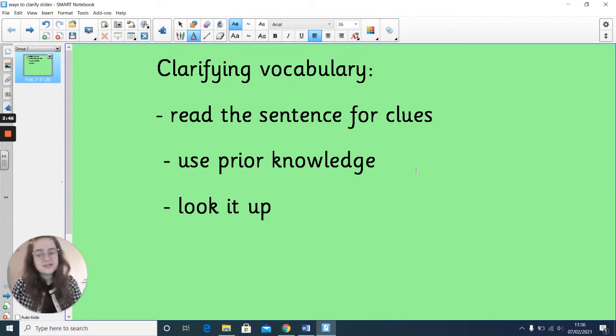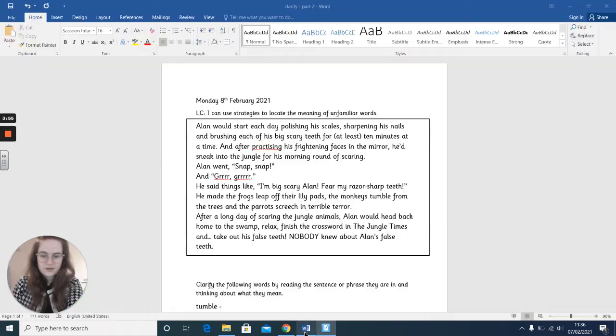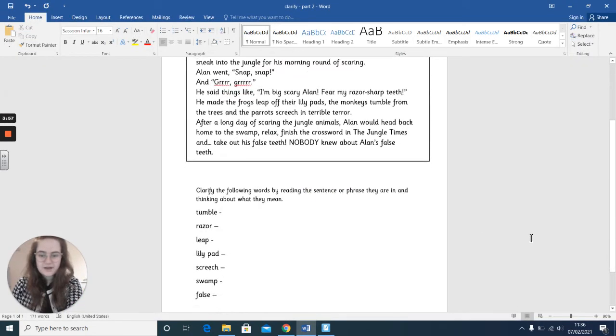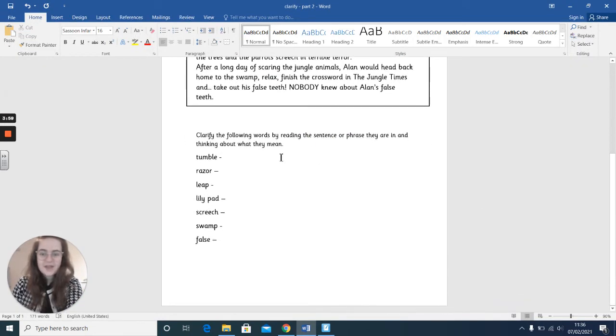So I think most of the words today we will be able to use the first one or the second one. You might need to look up 1 or 2 if you're really not sure. So these are the words I would like you to have a go at clarifying today. They are the words tumble, razor, leap, lily pad, screech, swamp, and false.